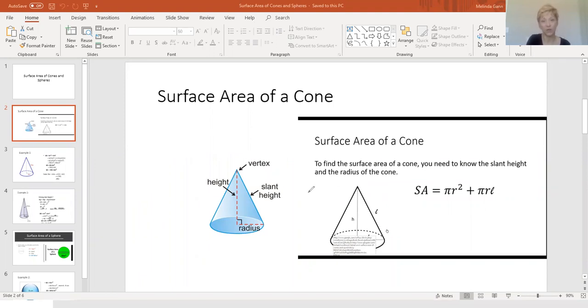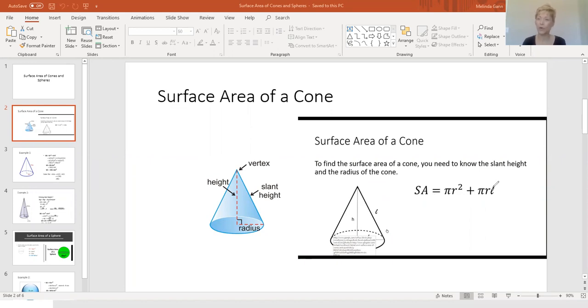There's only one circle on a cone, so that's why there's only one pi r squared. Now, remember when you had a cylinder, you had a circle on the top and a circle on the bottom, so that's why there's two of them. But with the cone, you've only got one pi r squared. And then you've got this pi r l.